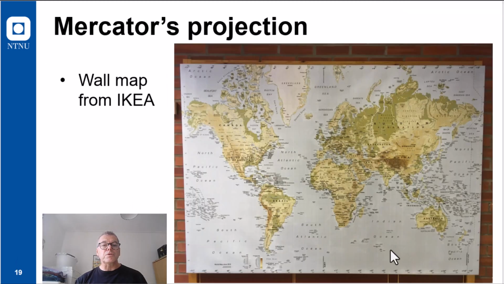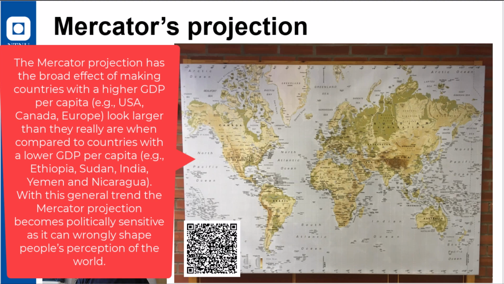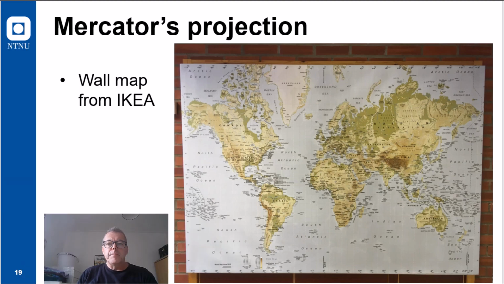Although the Mercator map projection distorts the area as it does, it is a very popular way of portraying the world, and you can get these wall maps from IKEA. And many think that this contributes to our perception of the world, contributing to a cartographic suppression of African countries, South American countries, South Asian countries, being much smaller than the European, North American countries, which is a wrong perception.